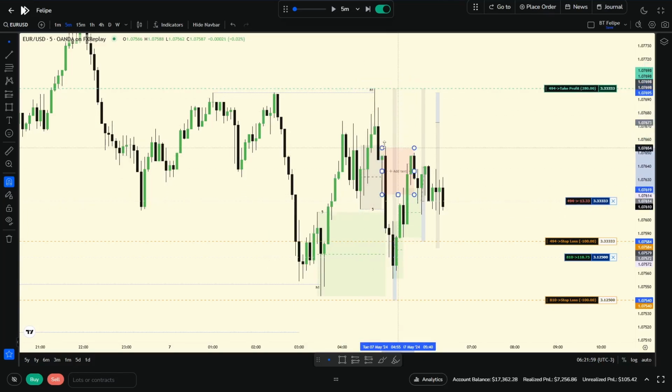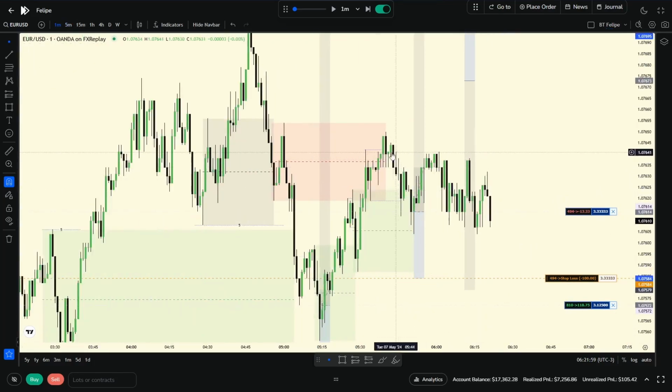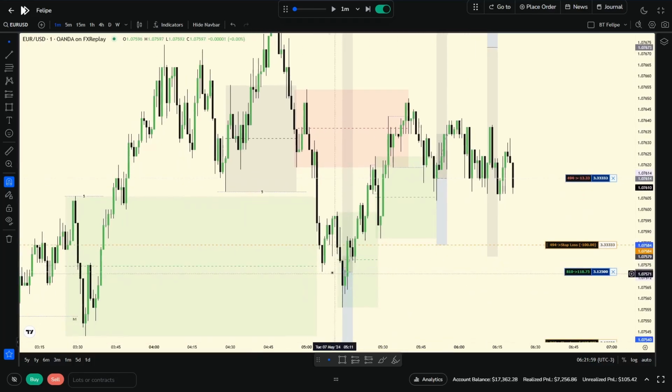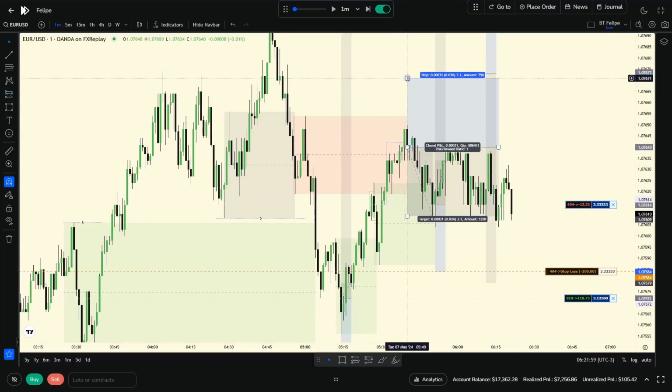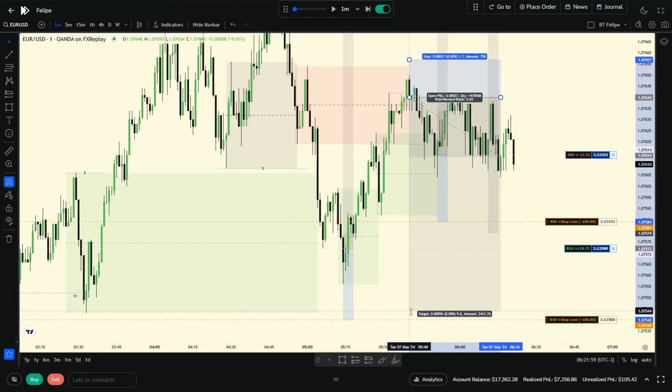Let's say this was the POI. Then we tap the POI, give a manipulation, so this should be one short. This will be the confirmation entry, this will be the manipulation M1, tap into the POI. This would be the first entry, like this. Try getting here.